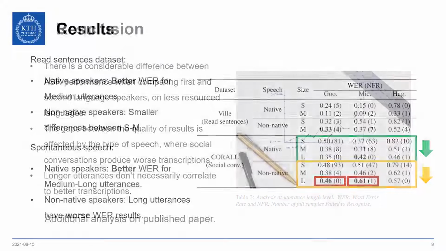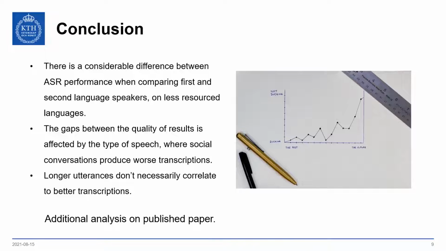In this study, we found additional support for the reduced performance of ASR systems when tested on non-native speakers, especially when these speakers have a lesser proficiency in a language that can be considered less resourced. This difference is augmented when the speech comes from less controlled environments, like social conversations. In these scenarios, longer utterances generate worse results, in contrast to the general expectation. Both qualities are important when developing spoken interactions for language learning activities. Additional details are further analyzed and addressed in the published paper.